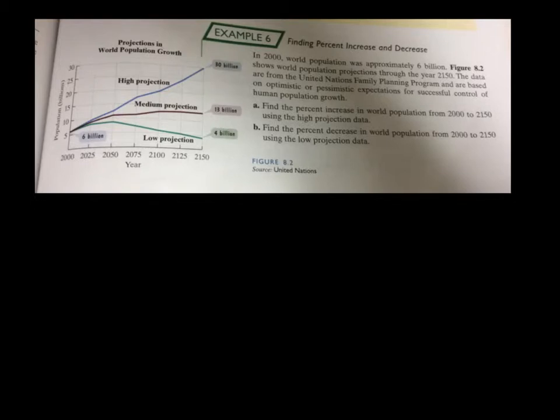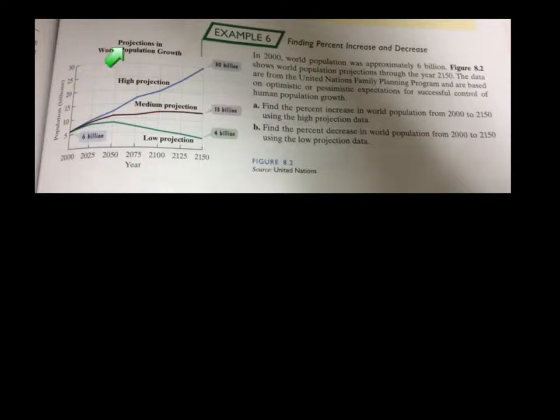Okay, this next example is obviously example 6 here in your book. So if you'd like to read about it instead of listening to the video, you're more than welcome to. Here we're going to be finding percent increase and percent decrease. And again, these are percents. It's not just the increase and the decrease. It's a percent increase and percent decrease.